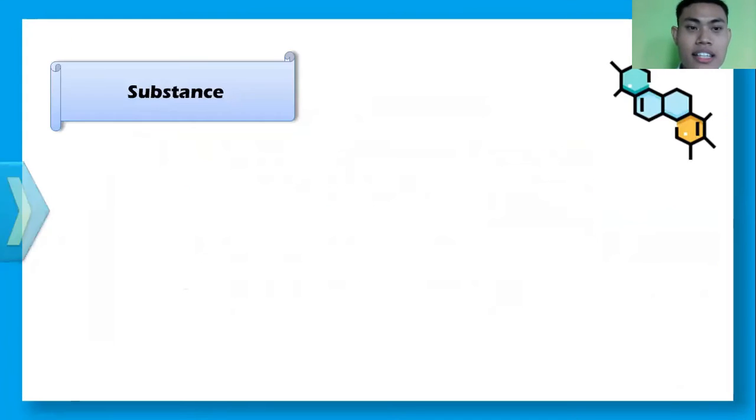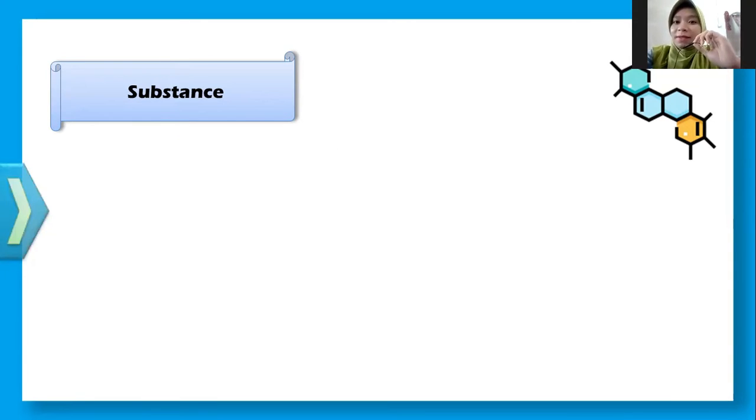The next material is substance. Before that, do you still remember what a substance is? Yes, Mister. Substance is something that has mass and occupies space because it has volume. Yes, excellent. Thank you, Windu. What Windu said is correct.